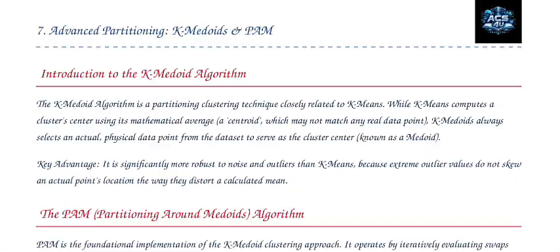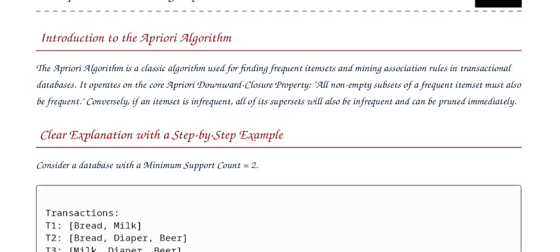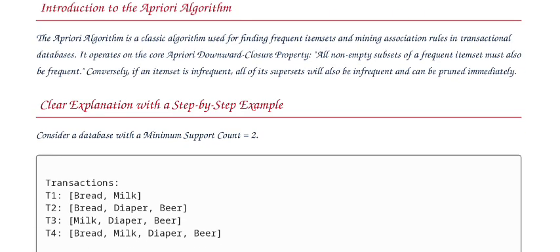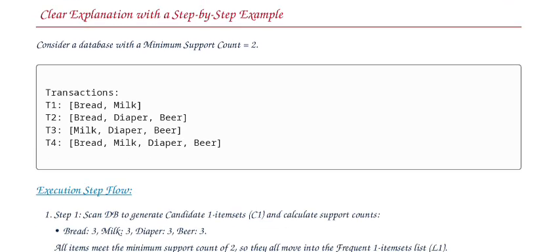Now we are talking about the Apriori algorithm. Here is a clear explanation of the Apriori algorithm in a step-by-step procedure. We have provided you an example. Consider the database with a minimum support count of 2. These are the transactions which are given here. Note them down. Execution step flow.